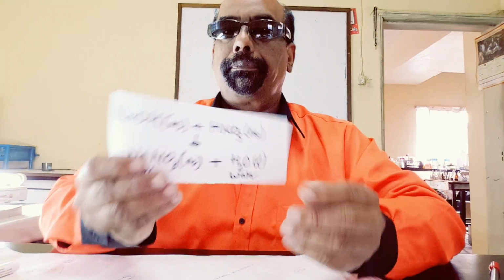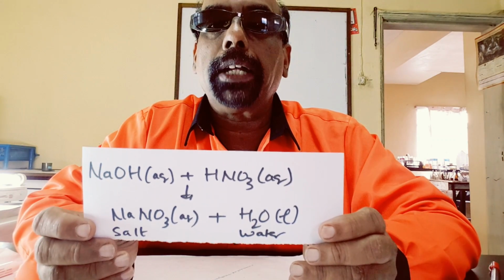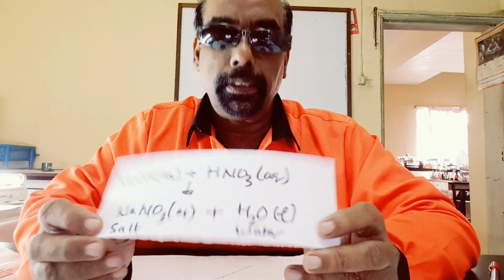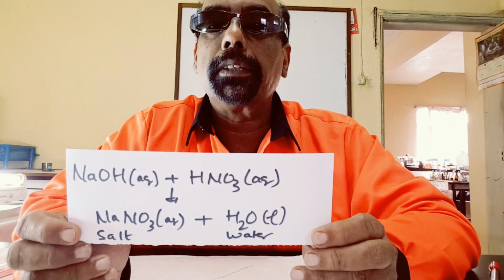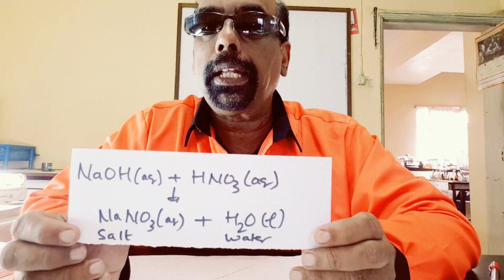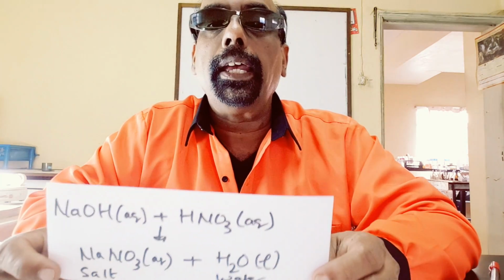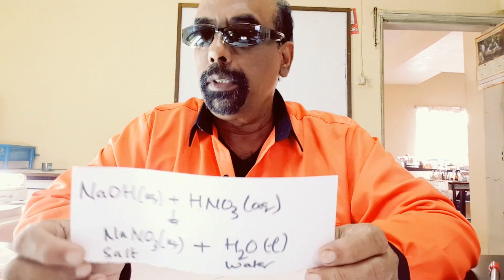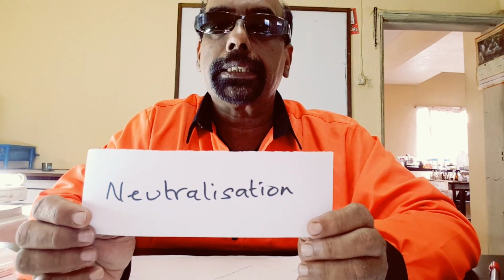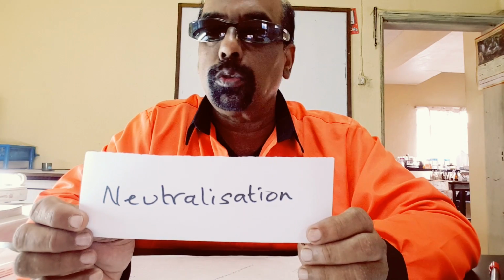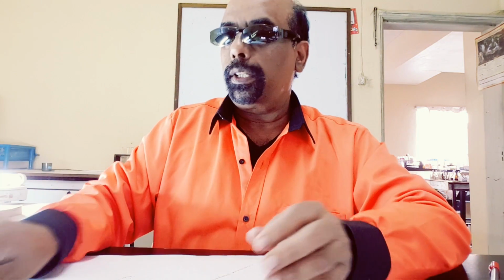Acids react with metal hydroxides to form water and salt. This is sodium hydroxide reacting with nitric acid, taken as an example of an acid. It gives a salt, sodium nitrate, and water is formed. This is called neutralization: a reaction between an acid and an alkali to form salt and water is known as neutralization.